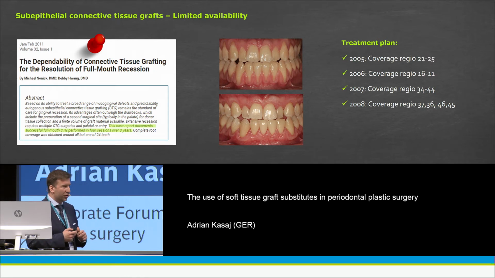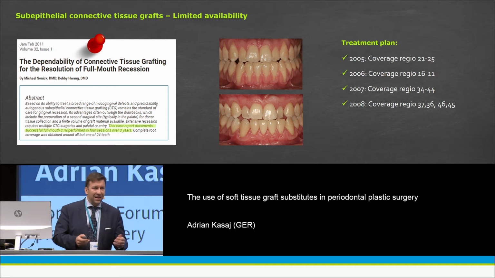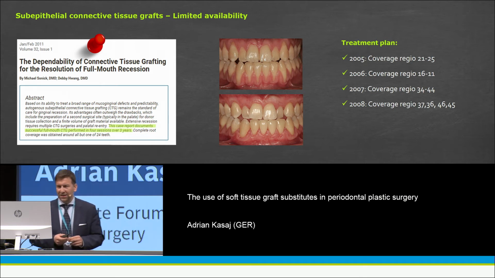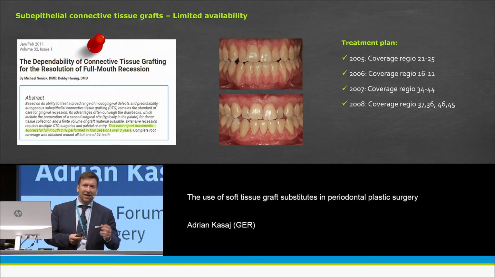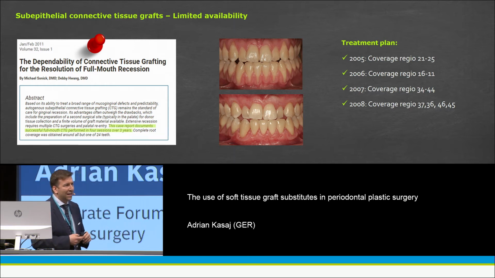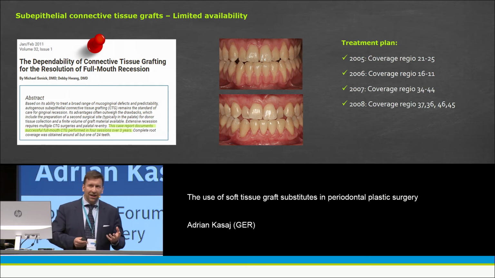So we got used to seeing very nice cases regarding the use of the autogenous grafts. And you can see here a nice paper from Zucchelli and Mounssif, and you see the multiple gingival recessions in the maxilla and the mandible. And you see the final outcome in the lower picture. Very nice clinical outcome, but you can see also the treatment plan.